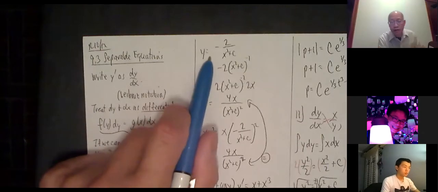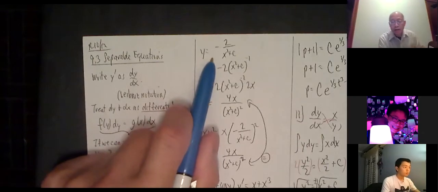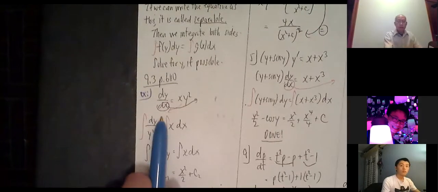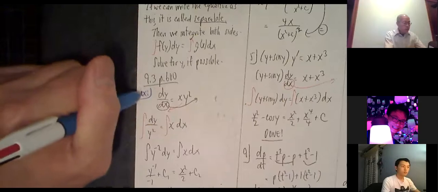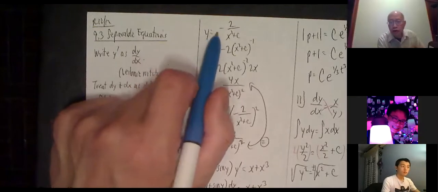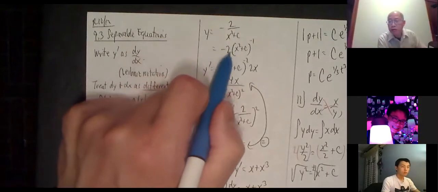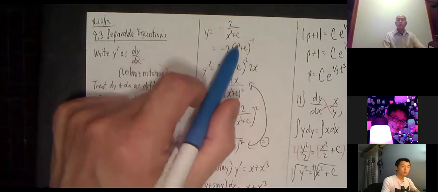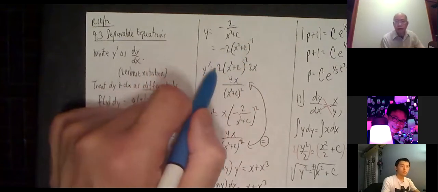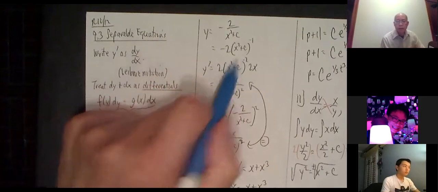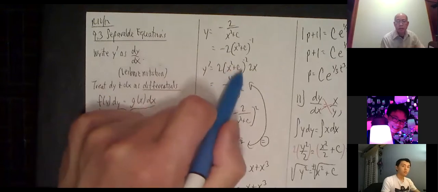And just for fun, so to speak, let's actually check to see if this works in the original example, which really becomes like section 1, show and tell. Show that this thing works. So this is y. I'm going to write it as negative 2 times x squared plus c raised to the negative 1. So the derivative would be positive 2, right? x squared plus c to the negative 2, and then by the chain rule times the derivative of the inside, which is 2x.